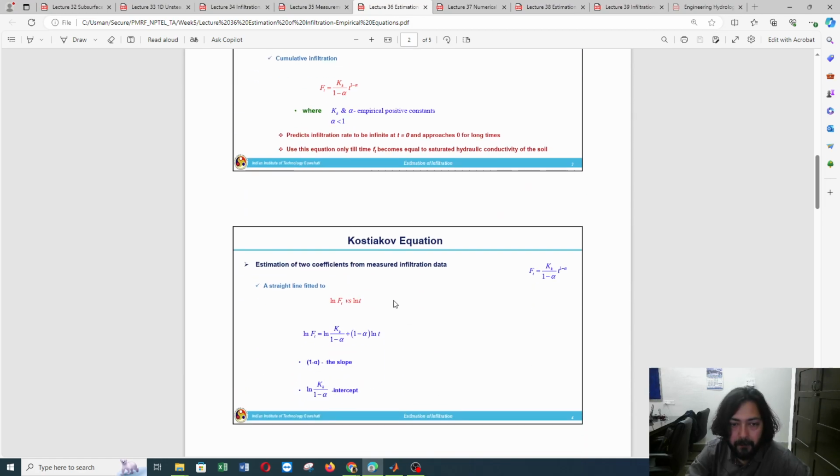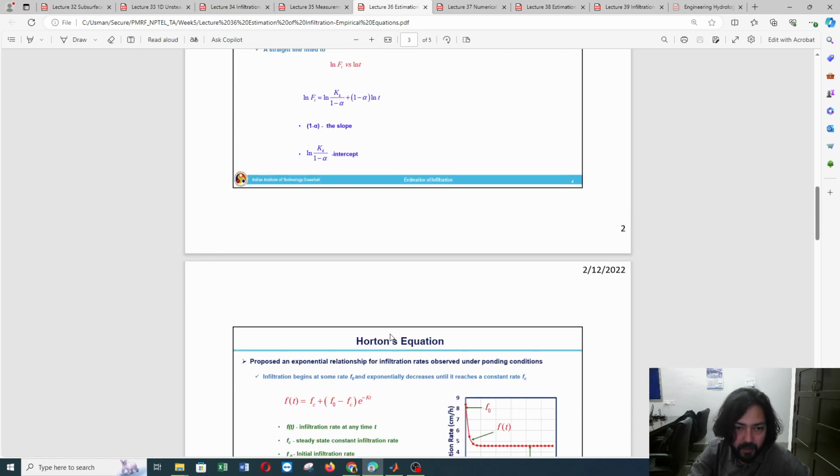But the equation given by Kostiakov for cumulative infiltration is quite tedious, so we want to simplify it for a graphical representation. We are going to convert this equation into an equation of a straight line, then plot the straight line and get the value of slope and intercept. Those slope and intercept are nothing but the constants of cumulative infiltration given by Kostiakov, right?